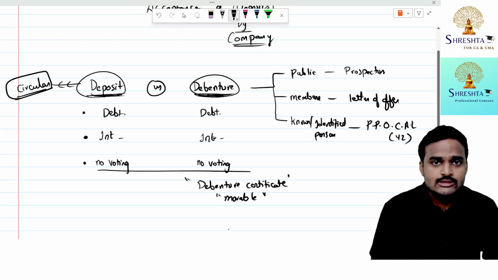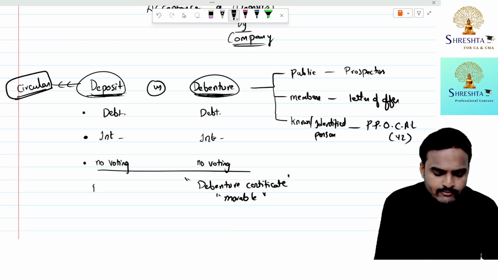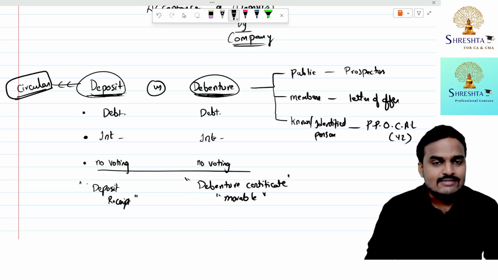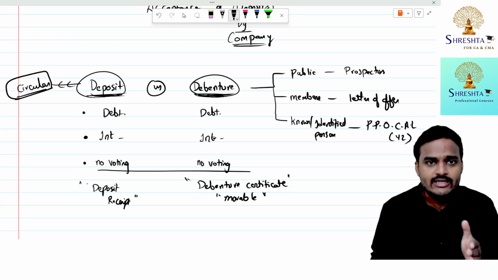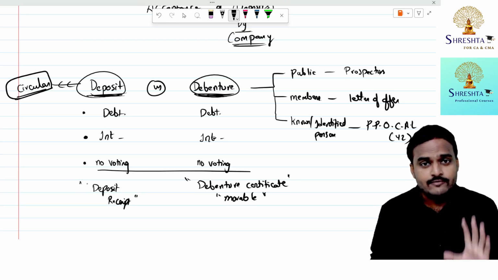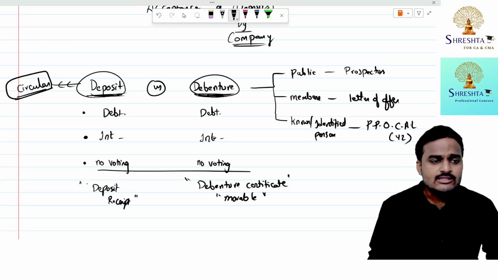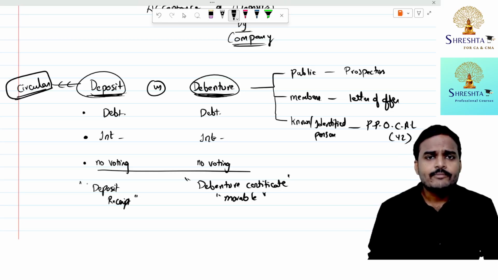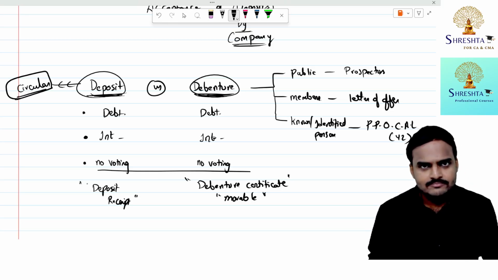But coming to the deposit, for a person making a deposit, the company will issue a deposit receipt, and generally this is a non-tradable receipt. This will not have any marketability feature. So that means till maturity, you should hold this deposit receipt. At the time of maturity, you will get the money.